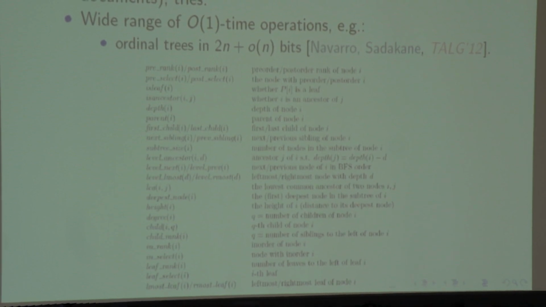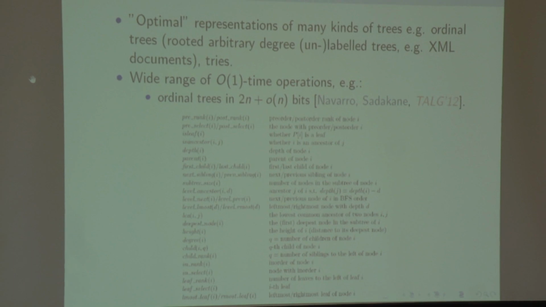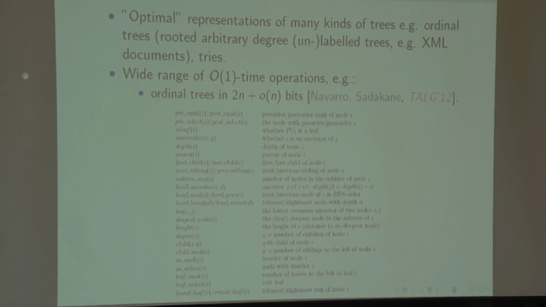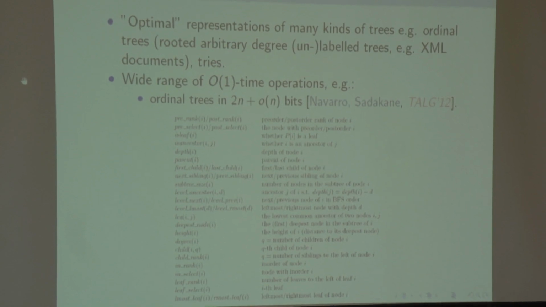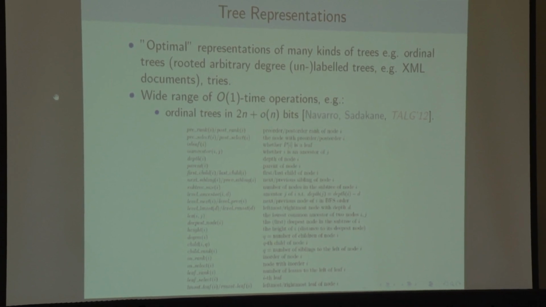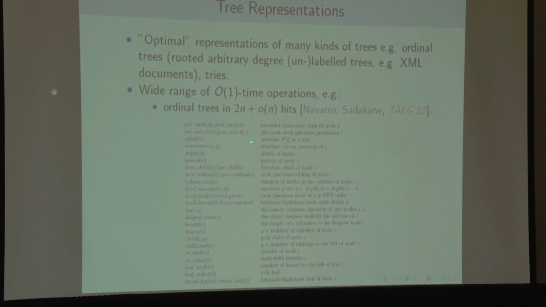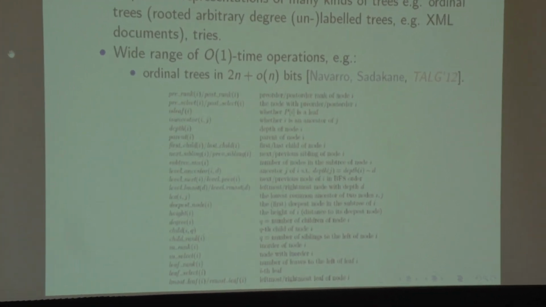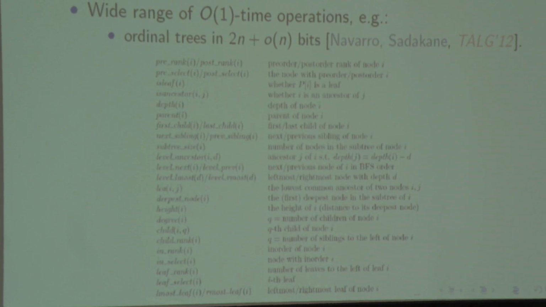This is for something called ordinal trees. So what's an ordinal tree? If you know XML documents, think of what the tree structure of an XML document looks like. It's a rooted tree. The degree can be arbitrary, but the order of the children matters. The lower bound for that is also 2n bits. So here's the representation that, in 2n plus little o of n bits, supports all these operations. For example, you can index the nodes in pre-order or post-order.